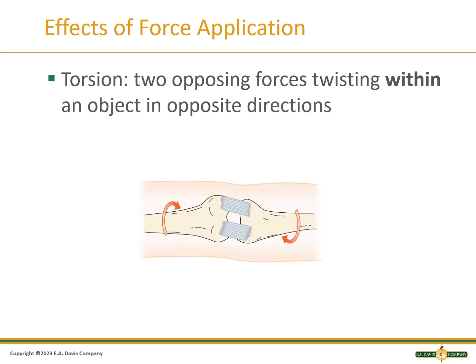Torsion is the mechanical effect of 2 opposing forces twisting within an object in opposite directions. Torsion typically results in some type of rotary or twisting type motion, and is frequently associated with spiral fractures.